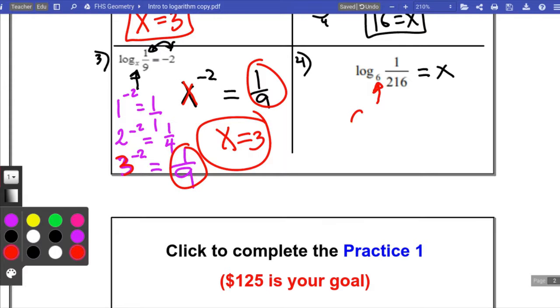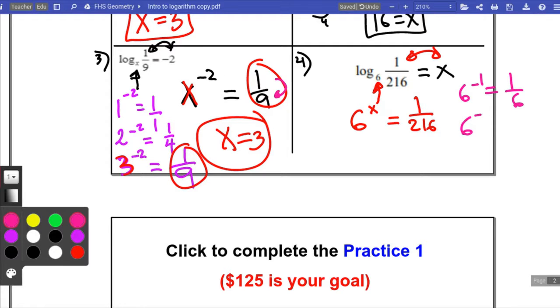So base is 6. Swap these. 6 to the x equals 1/216. Again, you can guess those. Let's just try, because we're trying to figure out 6 to what power gives us 1/216. It has to be a negative. Why is it negative? Because it's a denominator, like you took the number down. Most likely the exponent has to be negative. So let's try raised to the -1. You should get 1/6. You can plug those in Desmos or on your calculator. You should be getting the same answer.